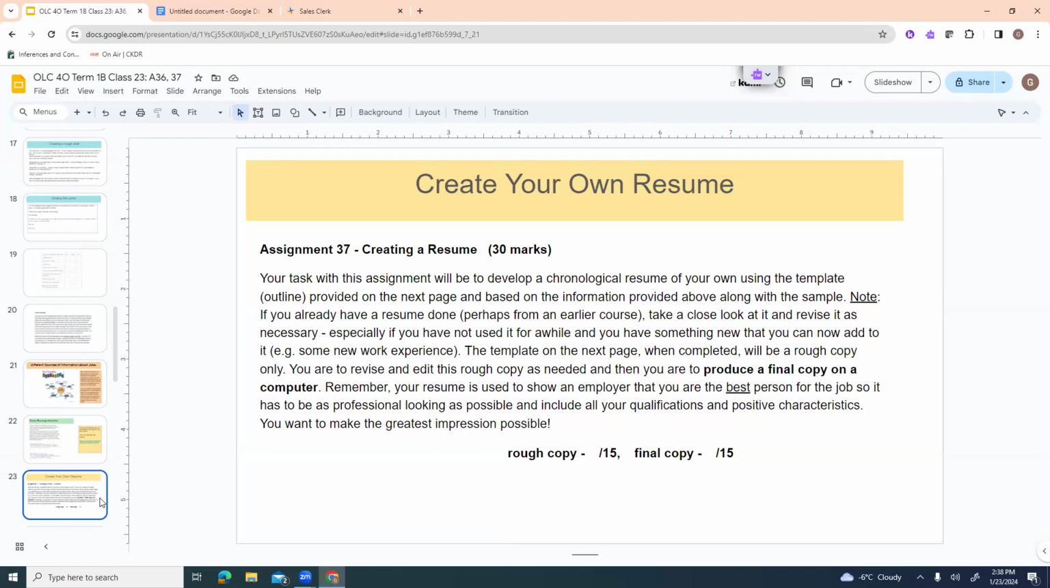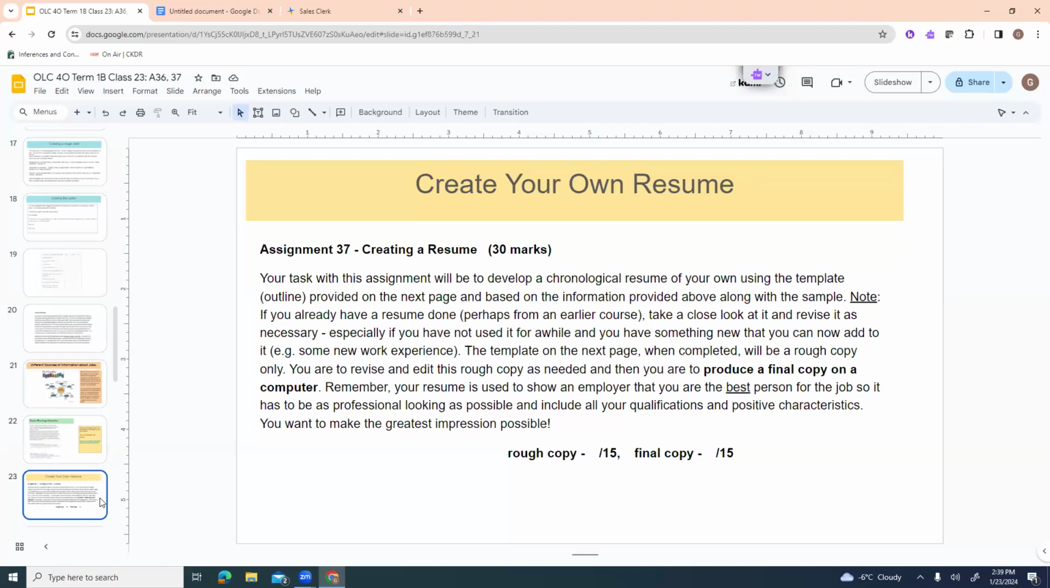The assignment asks for a few categories that I don't feel are used as often these days, and you might not actually have on your personal resume, but for the purposes of the assignment, just add them in. You can always just take it back off later on. Also, if it's an older resume, maybe you need to update it and add some new work experience or training or whatever. The template for a resume when completed will be a rough copy only.